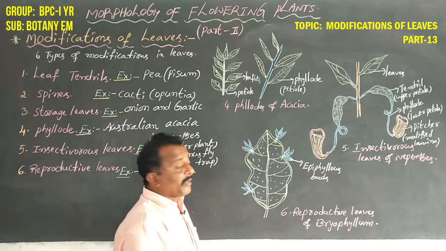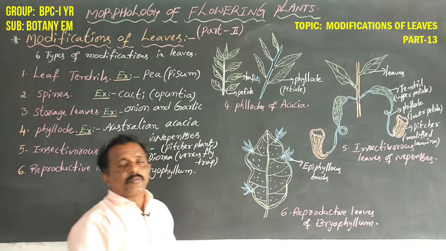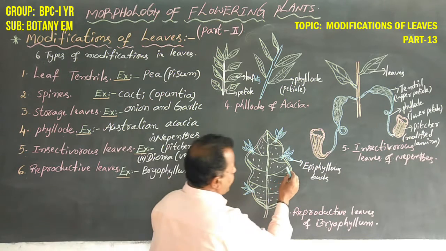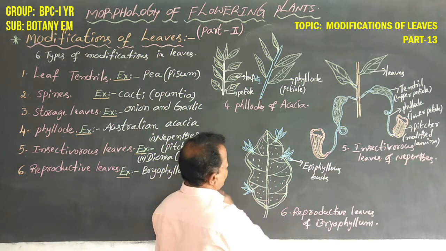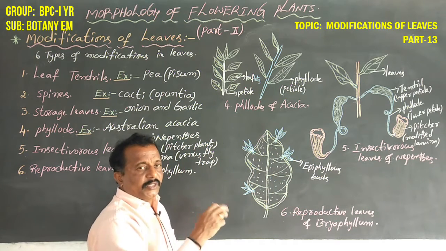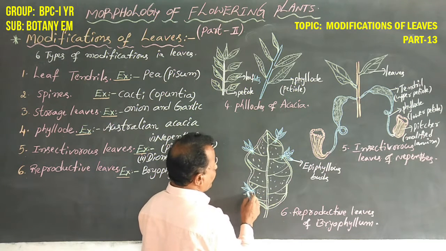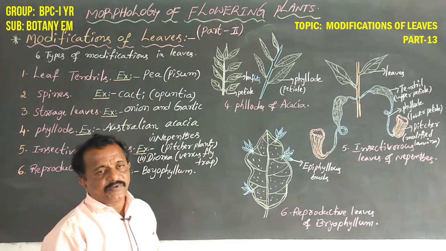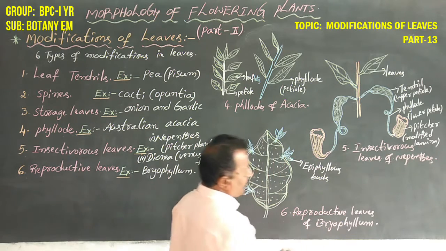What is the use of epiphyllous buds? These epiphyllous buds always help in vegetative propagation. Why? Because Bryophyllum contains several notches. These notches develop adventitious roots. These adventitious roots form new Bryophyllum plants. That is the reproductive use of Bryophyllum.